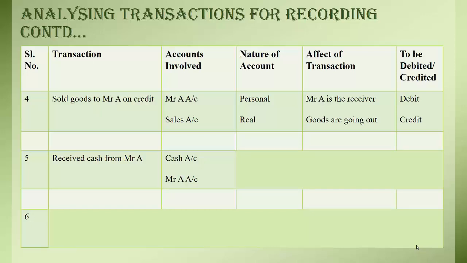Cash is a real account while Mr. A is a personal account. So cash is coming in and Mr. A is the giver. So the cash account will be debited and Mr. A's account will be credited.